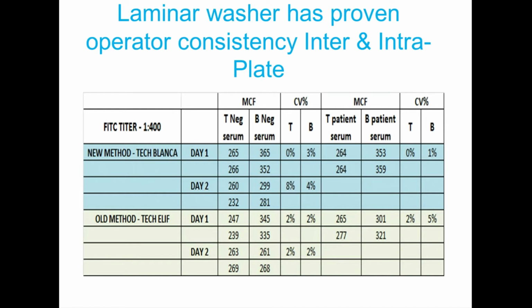But with the Laminar Wash system, these variations are eliminated. Every sample well on the DA plate will receive the same exact wash conditions, regardless of which tech is running the crossmatch, and at different times of the day. The Laminar Wash system has proven operator consistency, inter and intra plating, as shown in this table. CVs are minimal between sample wells and consistent from day to day and from tech to tech.